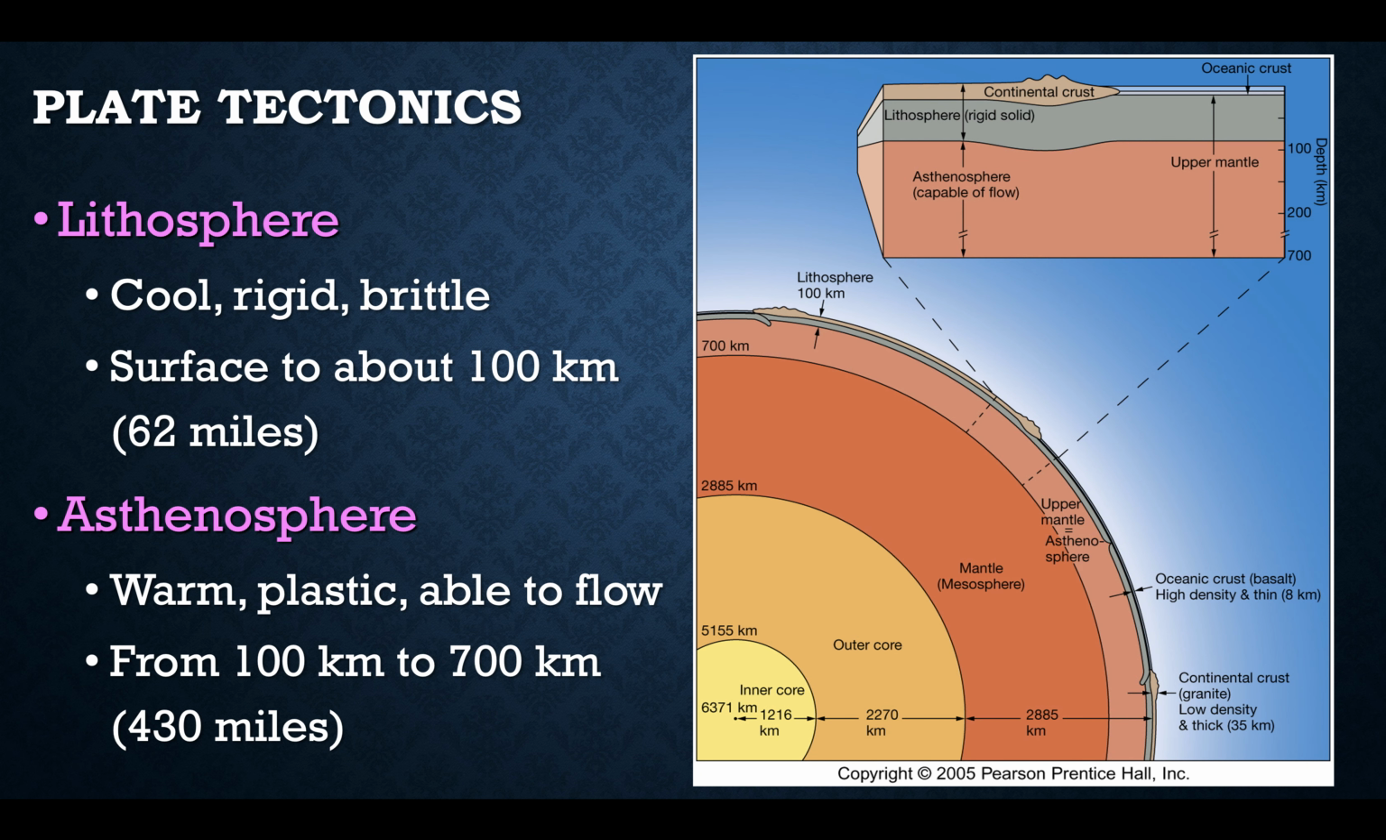Okay, so let's get into a little bit of the mechanism, right? How does this work? How do plates move? So we have the lithosphere. All plates are made of lithosphere. They're cool, they're rigid, they're brittle. You can think about them like the boats on the ocean. The asthenosphere is the magma ocean that the plates float on top. It's warm, it's plastic, it's able to flow.